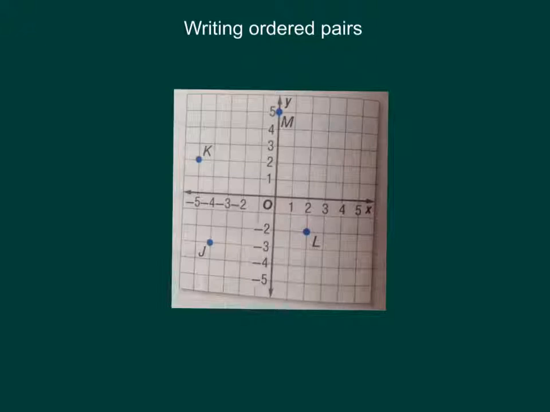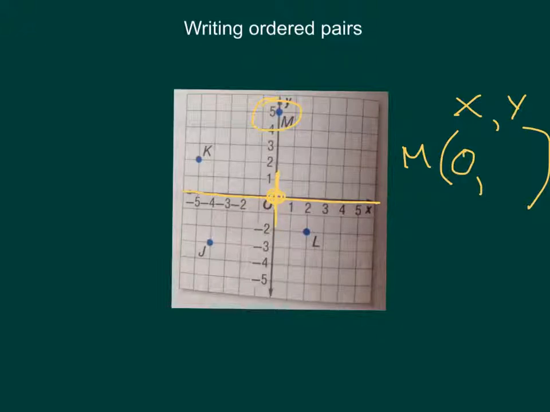So let's take a look at M. We'll use that one as our example. The ordered pair for M, which is right here: x is your first number in your set of ordered pairs, and y is your second number. So we first want to look at the x. As we come across this line here, our x is actually at 0, because that's where it crosses. It crosses right here, so x is 0. And then if we travel up y to find out where it crosses on the y, it crosses at 5. So if we were writing this ordered pair, we would say it's (0, 5).